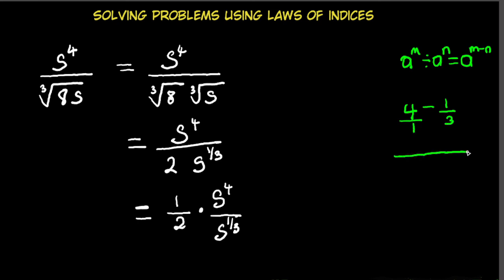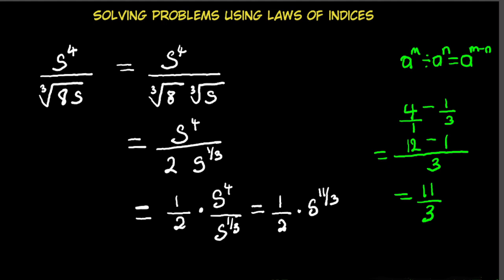1/3. Common denominator would be 3. 3 into 3 goes 1 time, 1 times 1 is 1. 1 into 3 goes 3 times, 3 times 4 is 12. We are left with 11/3. So the new power is s raised to the 11/3 power. So let's write that. And our final answer would be s raised to the 11/3 power divided by 2.